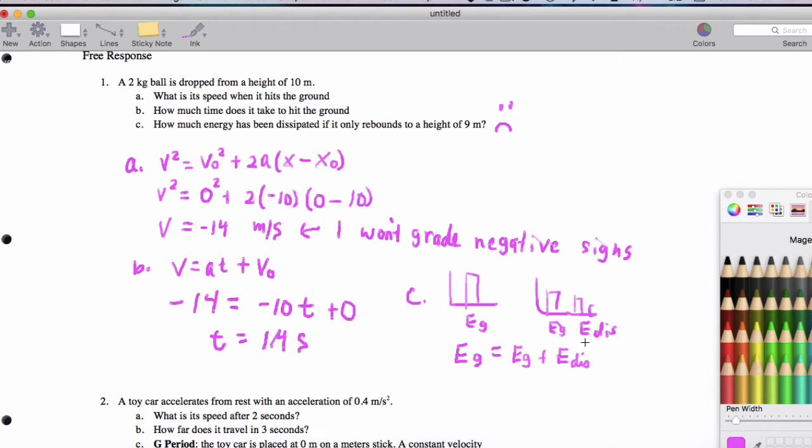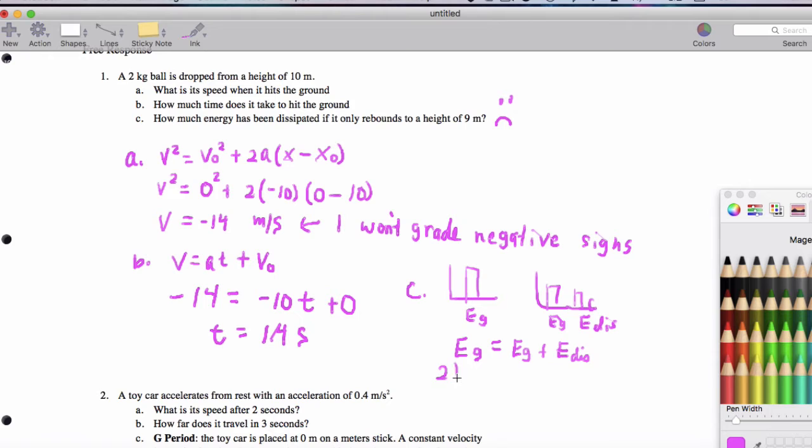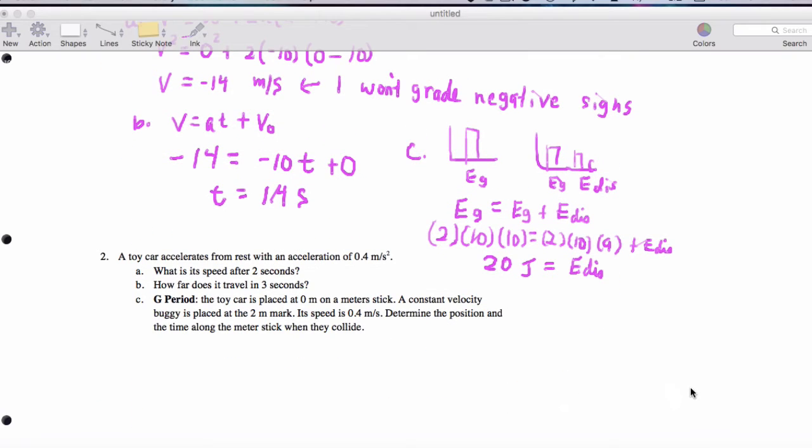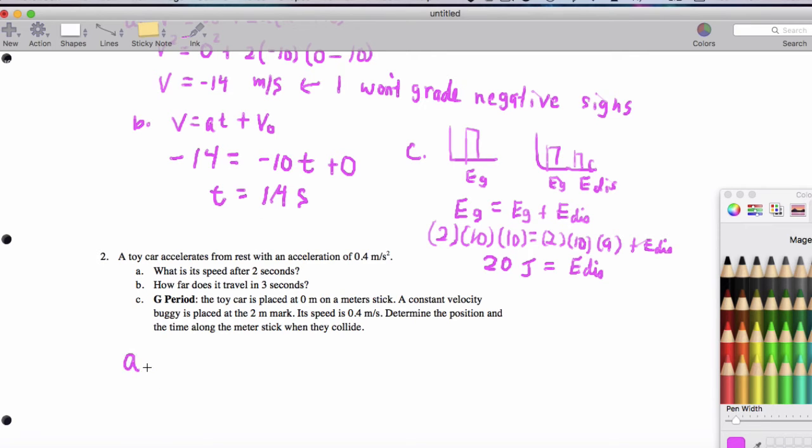And let's be careful with our numbers. We're going to have 2 times 10 times 10 equals 2 times 10 times 9 plus E dissipated. And when we isolate E dissipated, we end up getting 20 joules as the dissipated energy. Awesome.